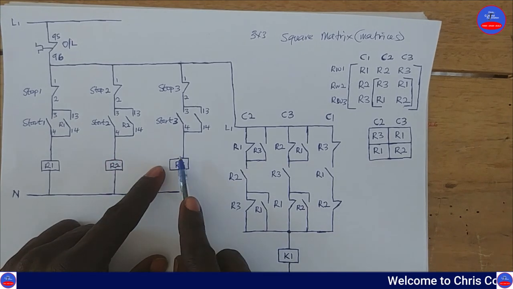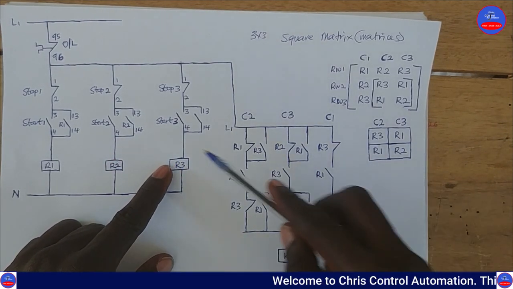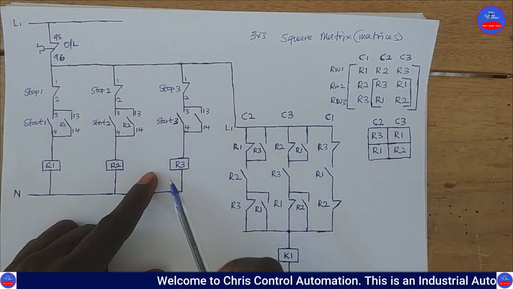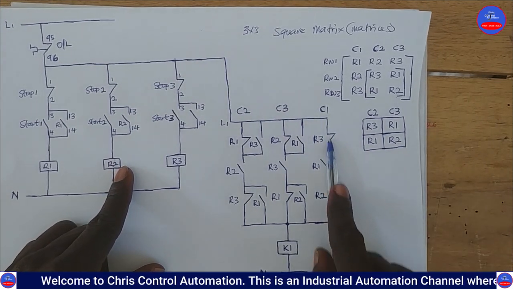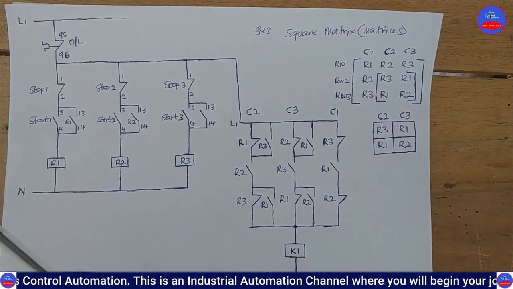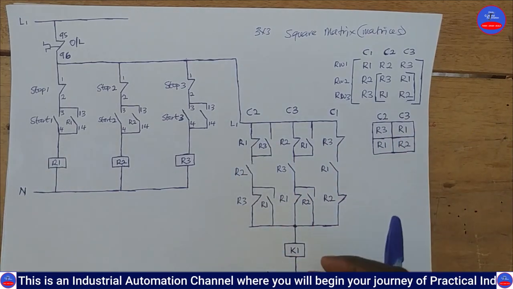Let's come to this line 2. Our R3 is still energized, but this side is open. And the R1 is also de-energized, so this side is open. Our R2 is also energized, so this side is open. So this side is not even part. So engineers, this is how we can use 3 start and stop push buttons to control a single motor.